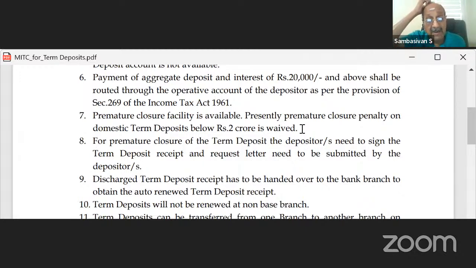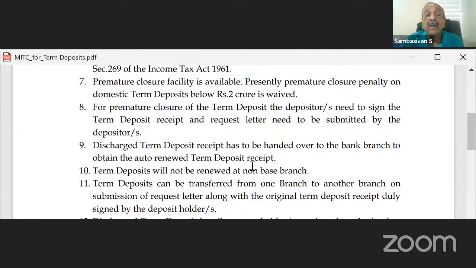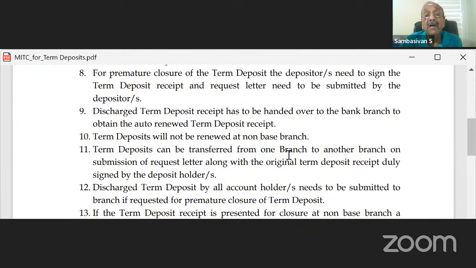For premature closure, all the depositors will have to sign and the original deposit receipt has to be given. Discharged term deposit receipt has to be handed over to the bank branch to obtain auto-renewed term deposit receipt. Term deposit will not be renewed at a non-base branch. For example, you open an account in Bombay, you can't ask the Calcutta branch to renew it.